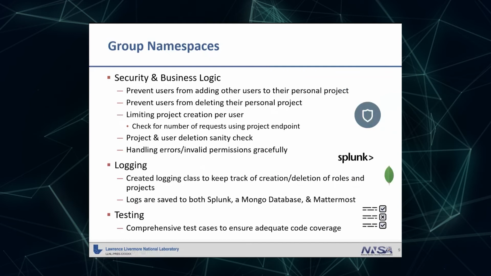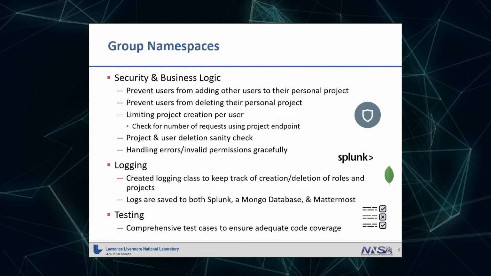In implementing these features, there was also some security and business logic we had to consider. Some examples include preventing users from adding other users to their personal projects, which might be used to store secrets, preventing users from deleting their own personal project, and limiting project creation per user, which we did by checking the number of project creation requests a user has. Also, project and user deletion sanity checks, just to provide an extra layer of confirmation that the user actually wants to delete a user or a project. And finally, handling errors or invalid permissions gracefully so users don't have to guess at what might have gone wrong.